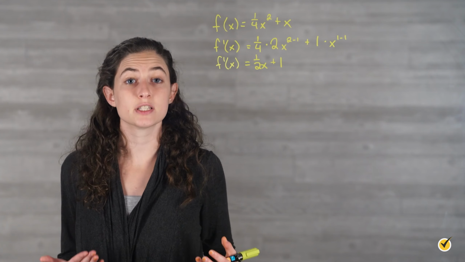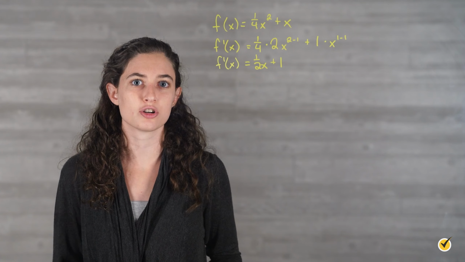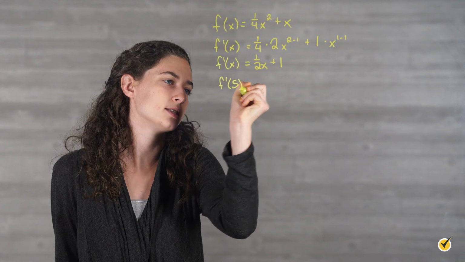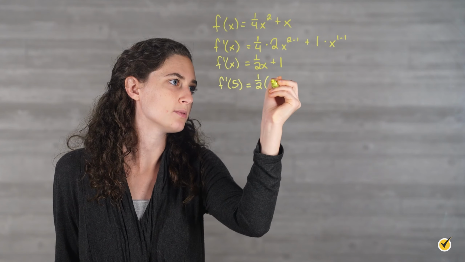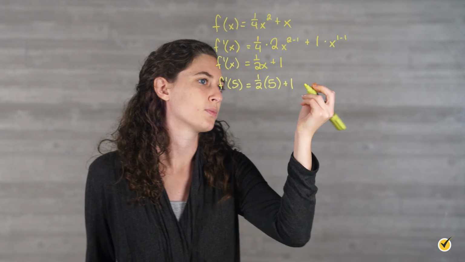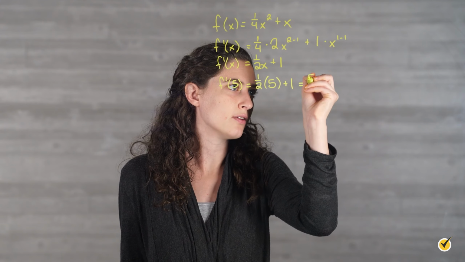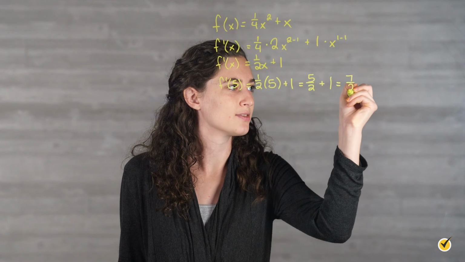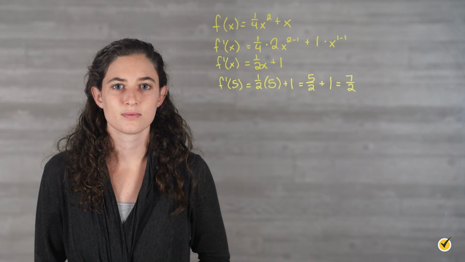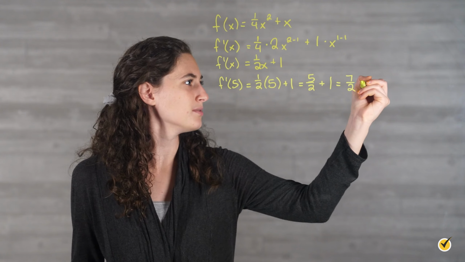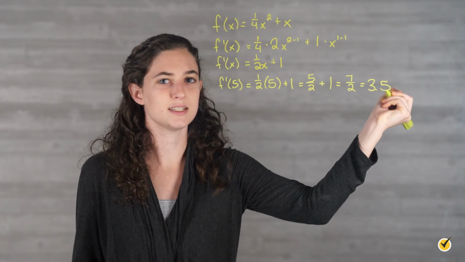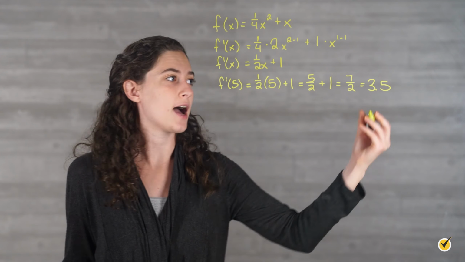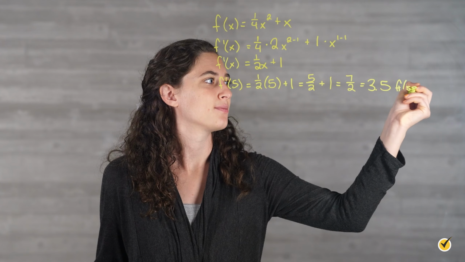All we have to do from here is plug in x equals 5 to find the car's speed at 5 seconds. So f prime of 5 is equal to 1/2 times 5 plus 1. 1/2 times 5 is 5/2, plus 1 gives us 7/2. 7/2 is equal to 3.5 as a decimal. So at 5 seconds, the car is moving at 3.5 feet per second.